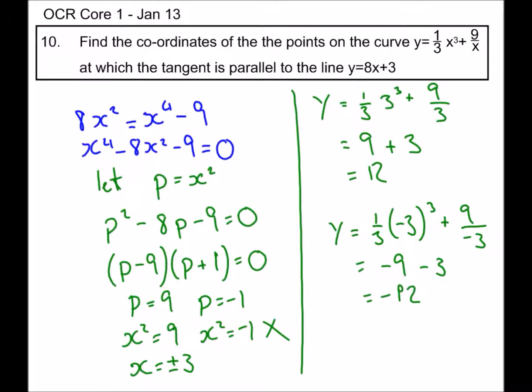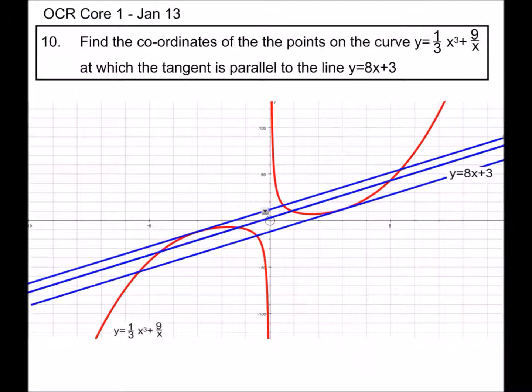So now to finish off the question, I just need to give both the sets of coordinates. So I'm going to give my answer. The first set of coordinates is going to be 3, 12, and the second set is going to be minus 3, minus 12. Let's quickly check that that makes sense for our graph. So if we come back here, we were expecting one around here in the positive quadrant and one in the quadrant where x and y are both negative, and that makes sense for our answers.